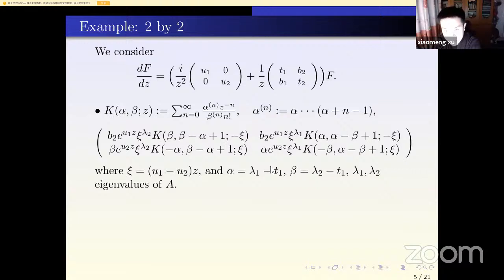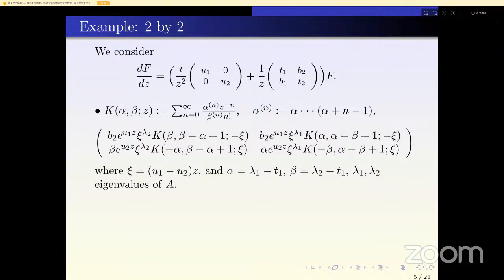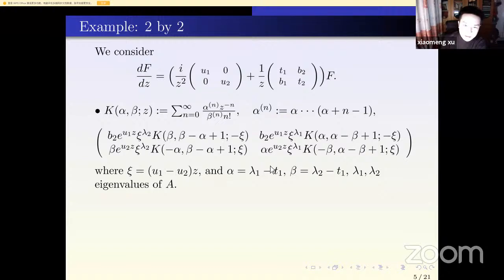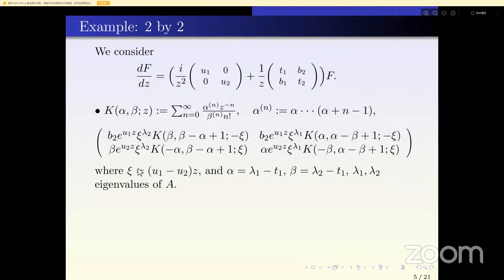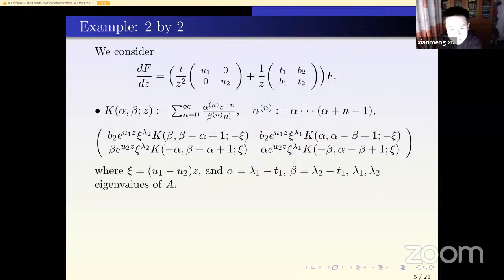And now we want to check. Xiaomeng, I'm just curious, what happens to the I, the square root of minus one? You put it there. Yeah, I forgot to write I. It should be here. Oh, it should be there. Okay, sorry. All right, thank you. I put this I there for some reason, I may give a reason later on.